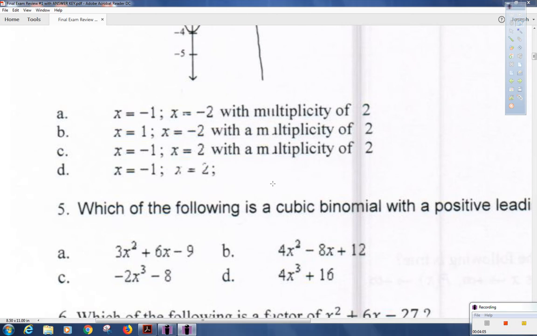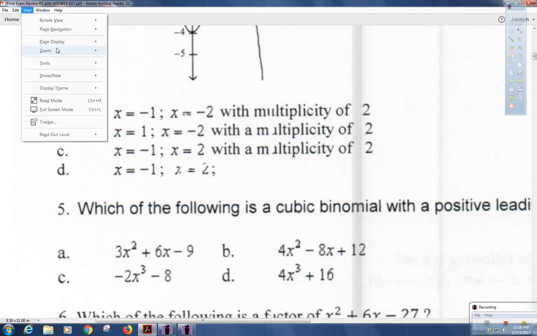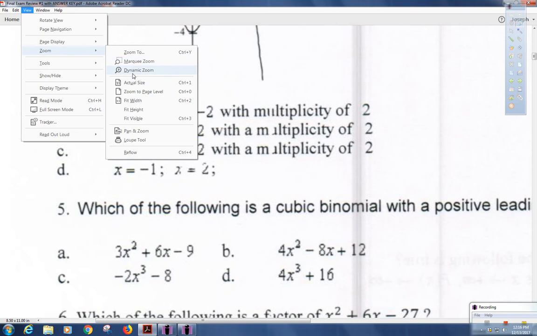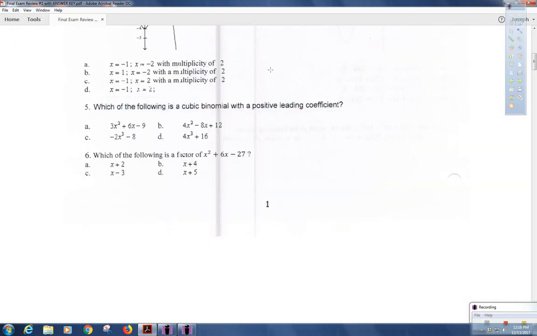Alright, for number 5, and I'm going to see if I can zoom out, view, let's zoom, fit width maybe? Okay, let's try this.